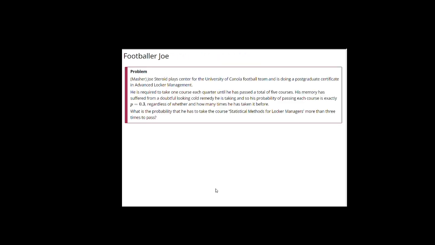Here's a problem. Masher Joe Steroid plays center for the University of Canola football team. He's doing a postgraduate certificate in advanced locker management. And in order to be eligible to play football, he's required to take one course every quarter until he's passed a total of 5 courses. Regrettably, his memory has suffered from a doubtful-looking cold remedy he's taking, and his probability of passing each course is exactly p equals 0.3, regardless of whether or how many times he's taken that same course. What's the probability that he has to take the course Statistical Methods for Locker Managers more than 3 times in order to pass it?